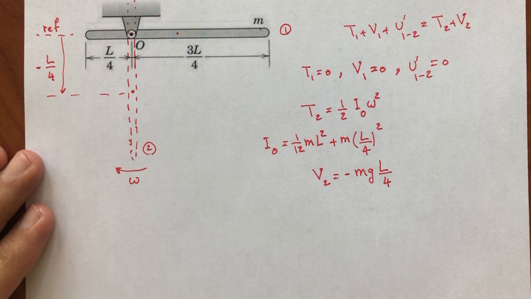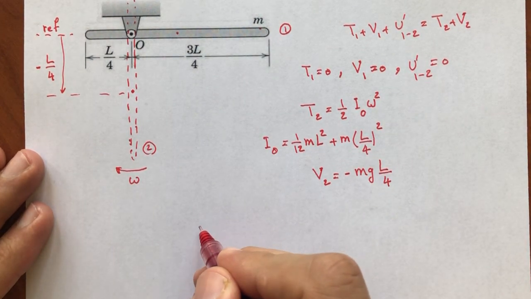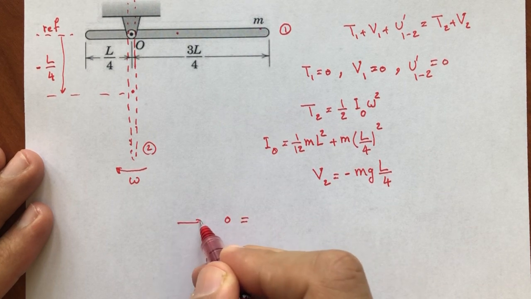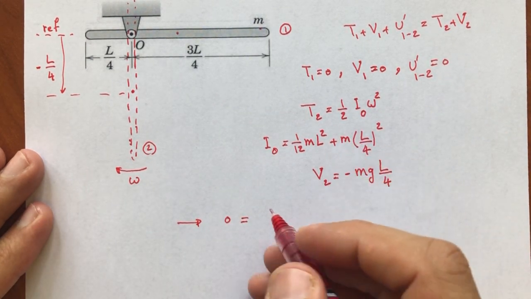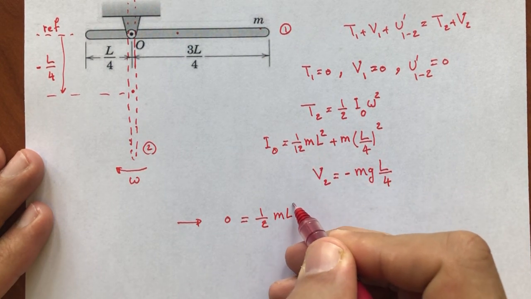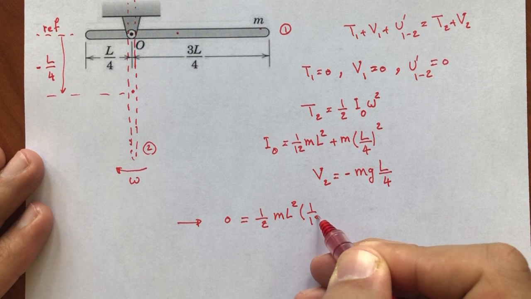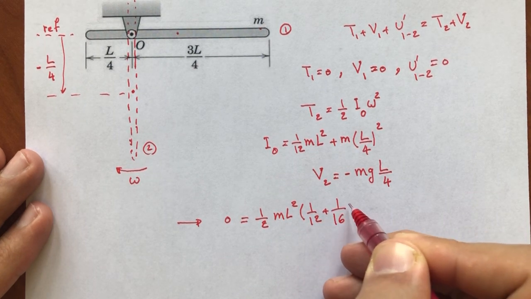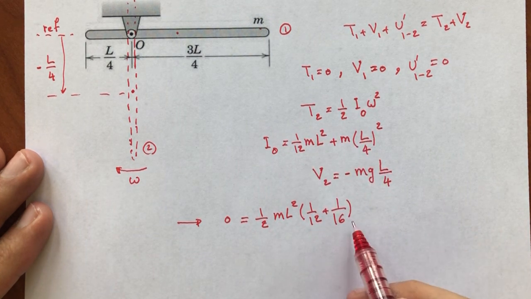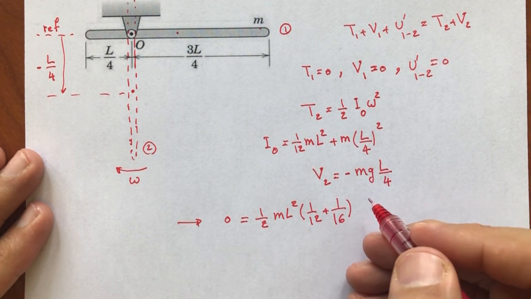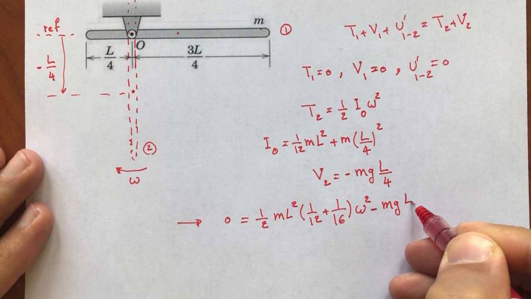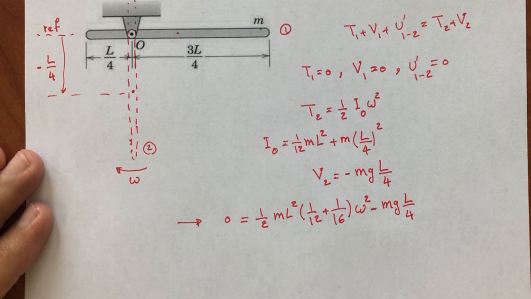So if I put everything back in the work energy equation, I'm going to have 0 plus 0 plus 0 is equal to T2, which is 1/2 of mass times L squared times (1/12 plus 1/16). This is nothing but IO. So 1/2 of IO times omega squared minus mgL divided by 4.